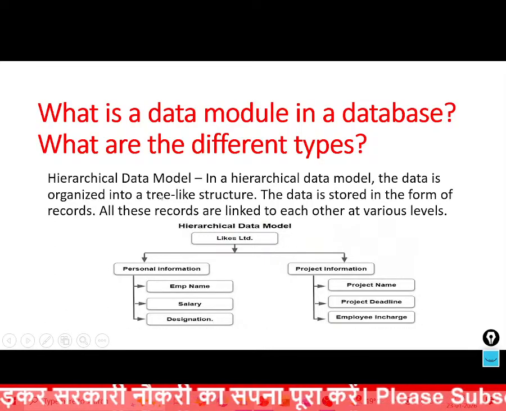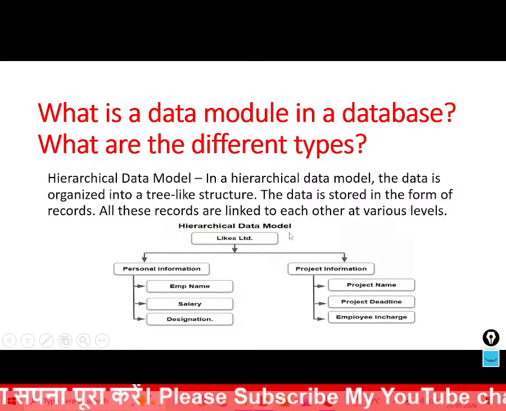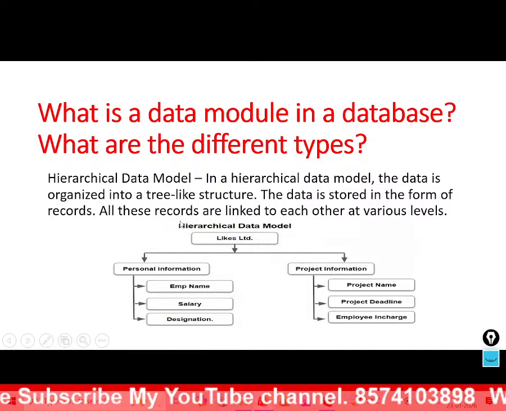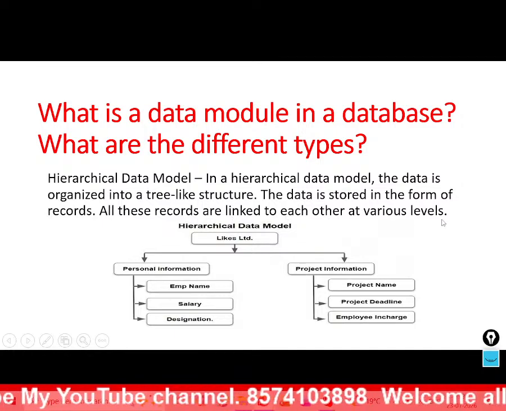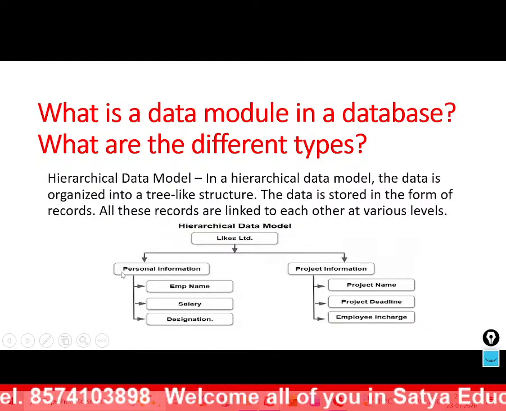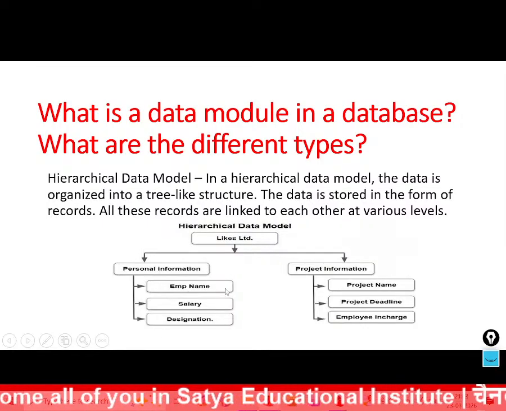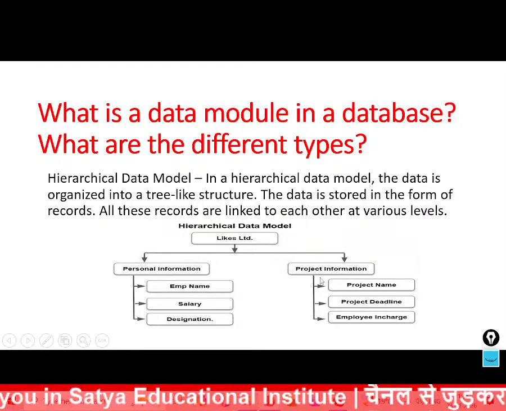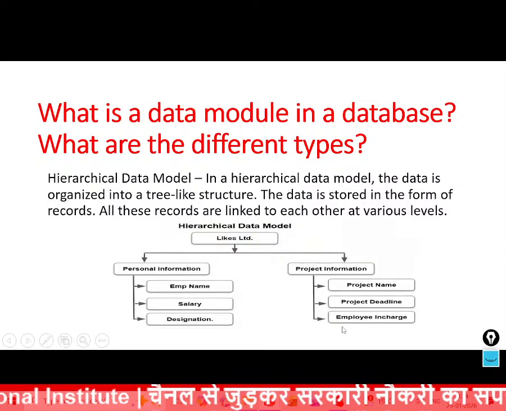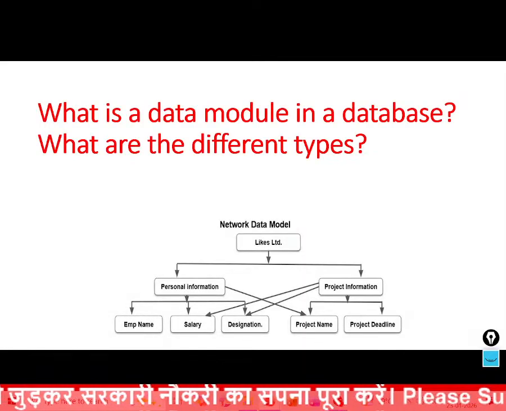This is a hierarchical data model. In a hierarchical data model, the data is organized into a tree-like structure. The data is stored in the form of records. All these records are linked to each other at various levels. For example, personal information, then employee name, salary, and designation there. Then project name, project information, then there project name, project deadline, the employee in charge. It means tree-like.